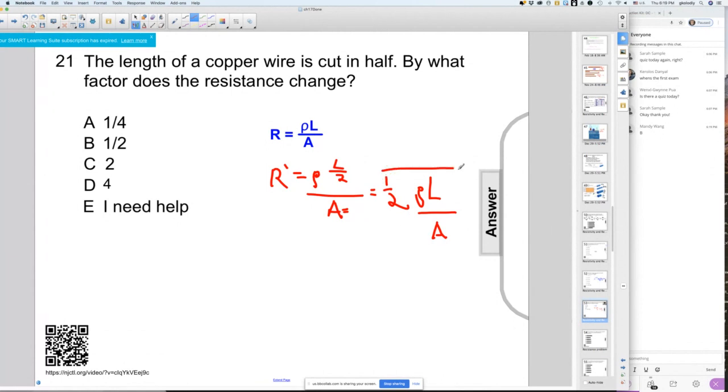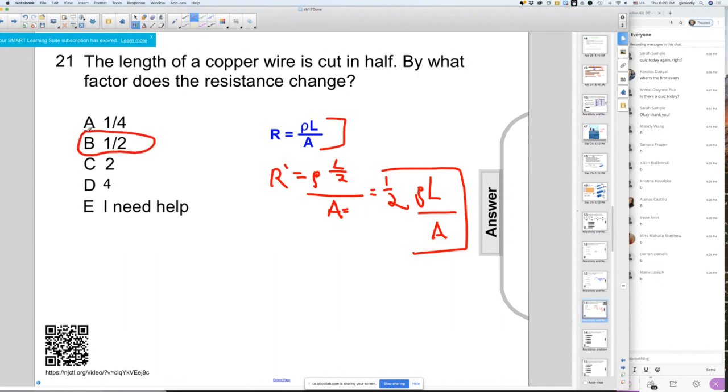How does this number compare to this number? Isn't it half of that number? This is 1/2 rho L over A, right? Yeah, I know. We just did a hard problem, and now all of a sudden I'm doing an easy problem, and you don't believe it. It wasn't hard. It was only hard in terms of calculations, right?